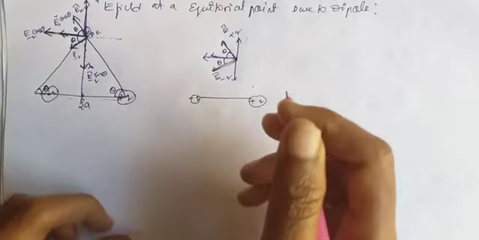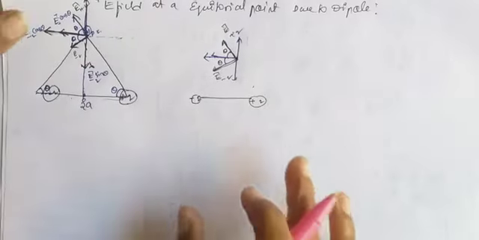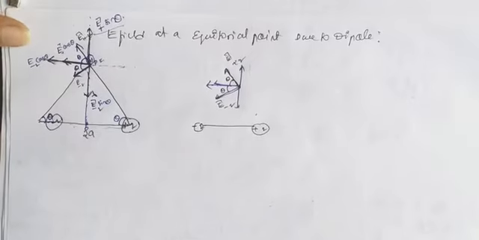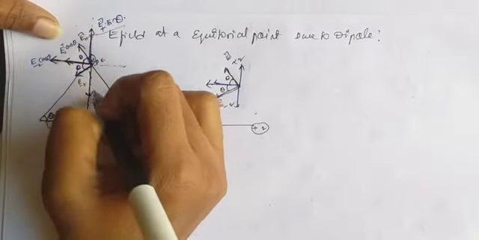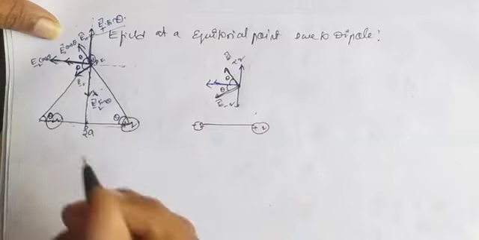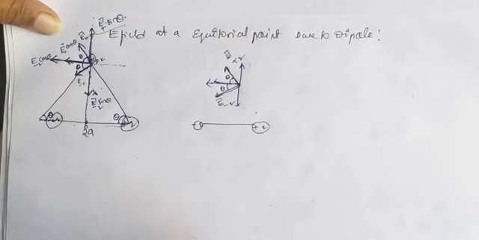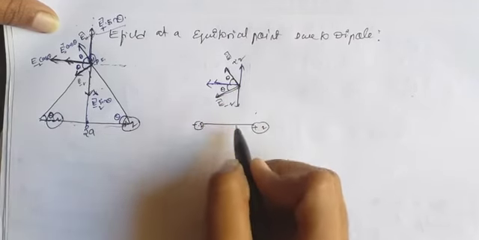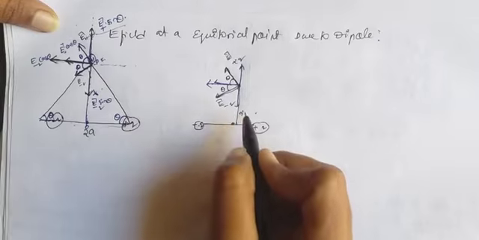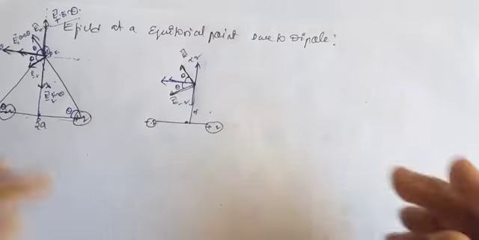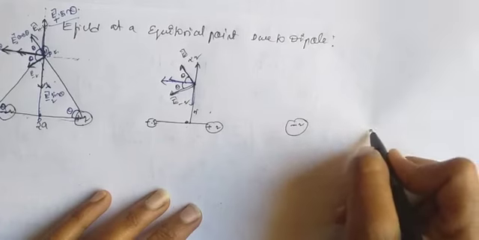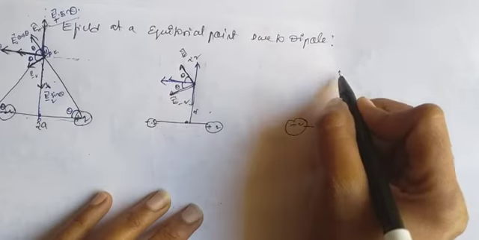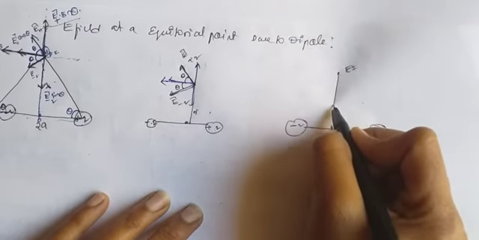See here, this is E plus sin theta and this is E minus sin theta, but both have the same magnitude. Why am I taking the magnitude as the same? Because here this is minus q and this is plus q, and this is the center. From the center this distance is r, where I want to get the electric field.